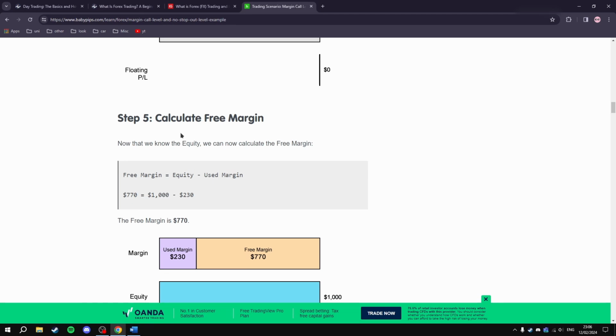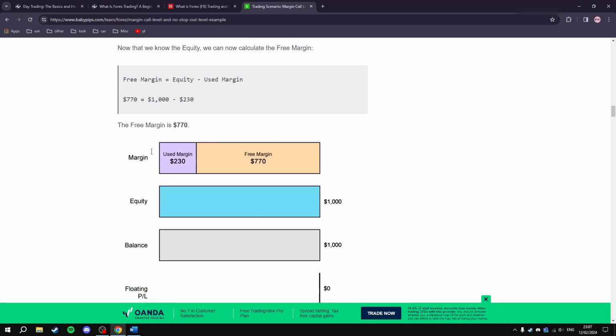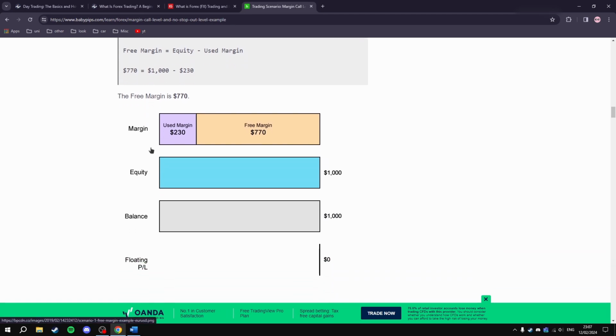Step 5. Calculate free margin. Now that we know the equity, we can calculate the free margin. Free margin is equal to equity minus used margin, which is $1,000 of equity minus $230 of used margin, which gives you $770. The free margin is $770.